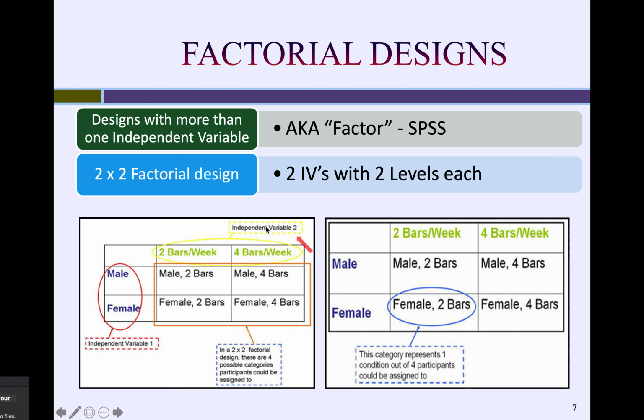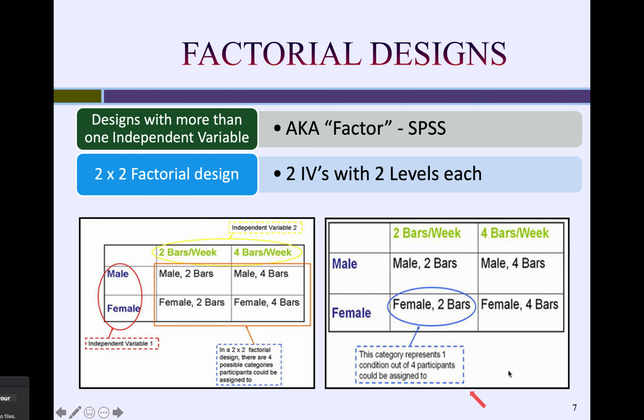So this is the general setup of what it would look like. Again, IV1, which is gender, has 2 levels, male and female. IV2 is number of chocolate bars per week, either 2 bars you eat a week or 4 bars a week. And this represents the possible categories that participants could potentially be in. A male with 2 bars, male with 4 bars, female eating 2 chocolate bars, or a female eating 4 bars. And again, each one of these 4 blocks represents a condition out of 4 that the participants could potentially be in.